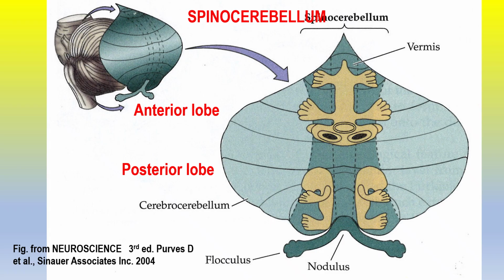The somatotopic arrangement observed in the spinocerebellar tract is preserved in the cerebellar cortex. Within the anterior lobe, the lower limbs are located anteriorly, while the upper limbs and face are positioned progressively more posteriorly. In contrast, the arrangement in the posterior lobe is reversed, with the face located anteriorly.